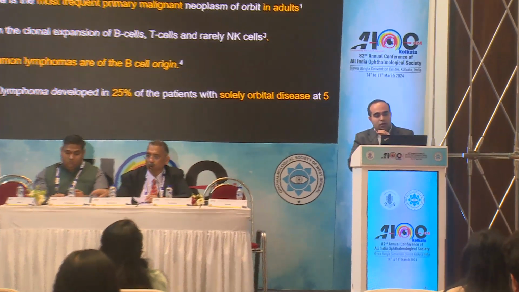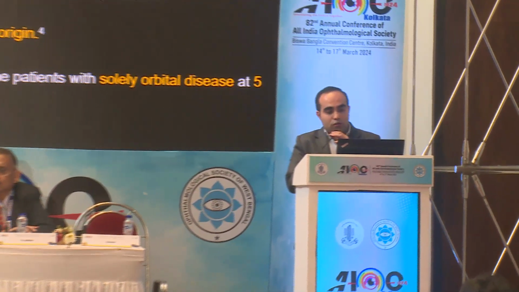As we all know, lymphoproliferative lesions are common diseases of the orbit, with 67 to 90% of them being orbital lymphoma, making it the most frequent and common malignant neoplasm in the orbit in adults, with the most common cell of origin being a B cell, and rarely from T cells or NK cells.